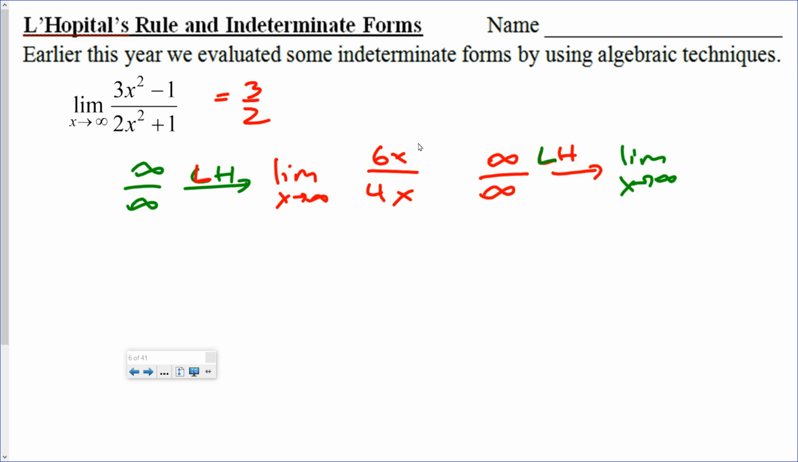What's the derivative of 6x? 6. What's the derivative of 4x? 4. What's 6 over 4? This is really 3 halves. What's 3 halves as x goes to infinity? It's 3 halves, okay? There's no x to plug in. Did I get the same answer as in September? I did. But it was a lot more work, right? So while L'Hopital's works, sometimes there are easier methods.